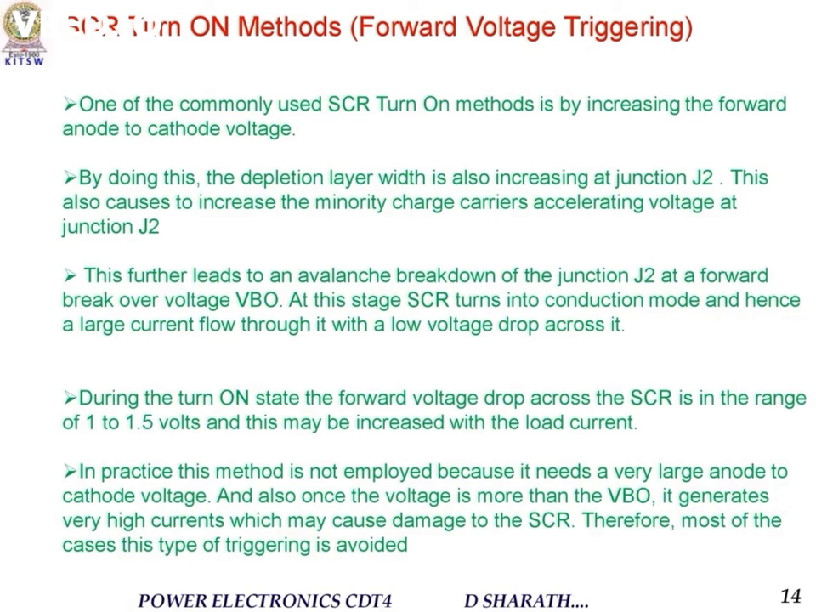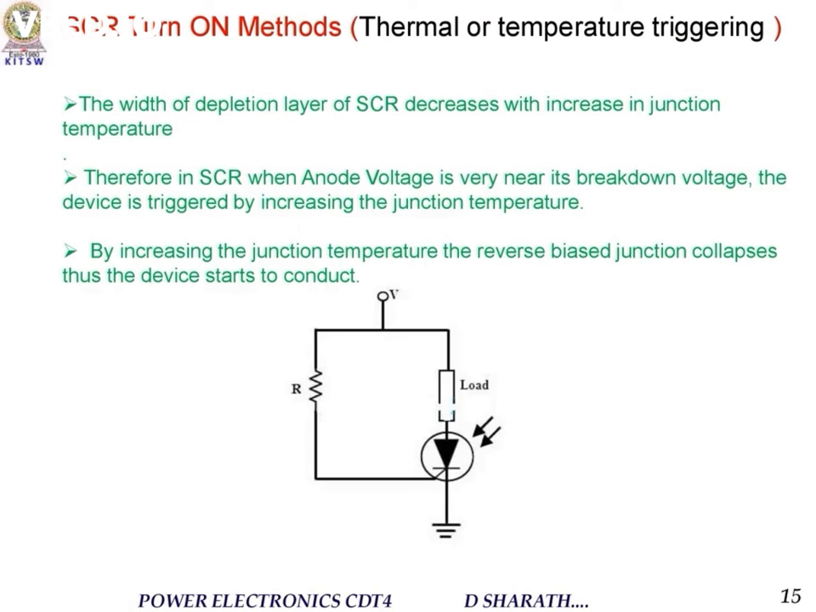By doing this, the depletion width increases at junction J2. This also causes an increase in the minority charge carriers, accelerating them across junction J2, which further leads to avalanche breakdown. During the turn-on state, the forward voltage drop across the SCR is in the range of 1 to 1.5 volts.